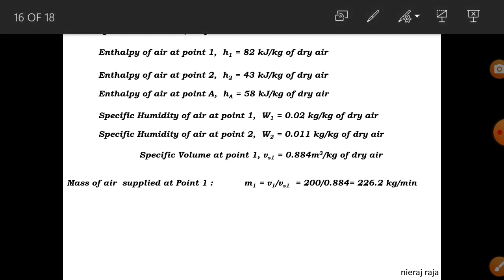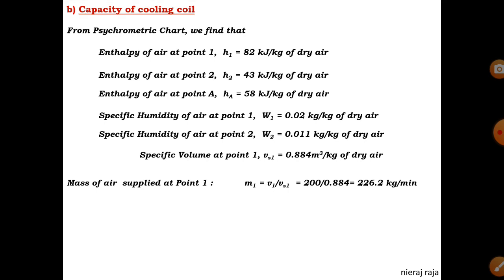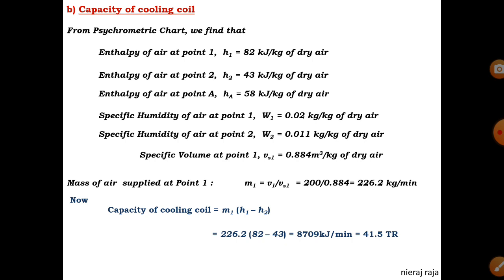Now I got mass, I have H1, I have H2. I can calculate the cooling capacity as 8709 kilojoule per minute, that is 41.5 TR, or in terms of watt, that is 145.15. In the first case you will have to divide by 210 and in the second case you will have to divide by 60.